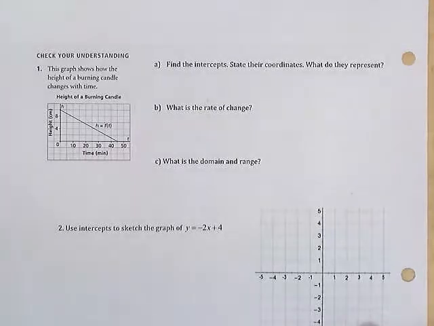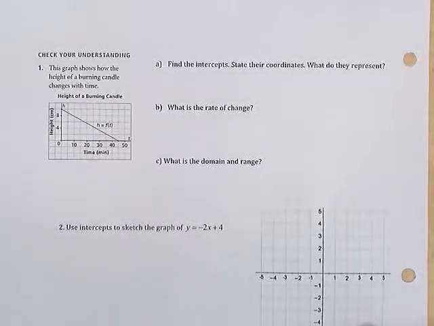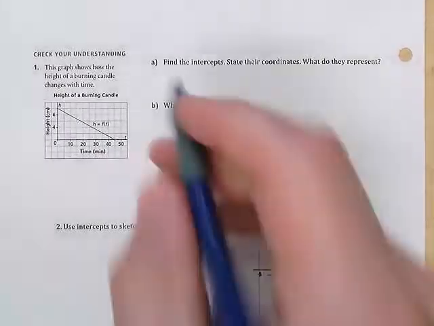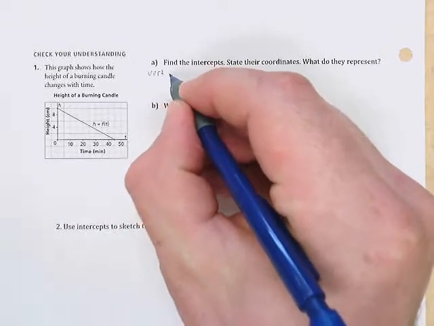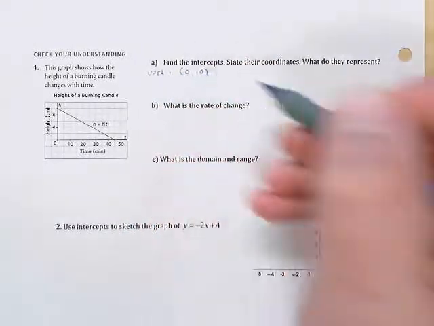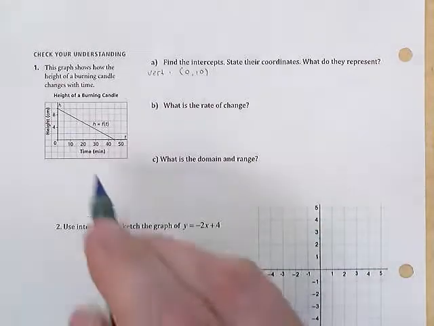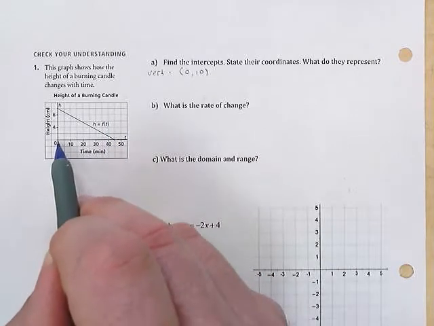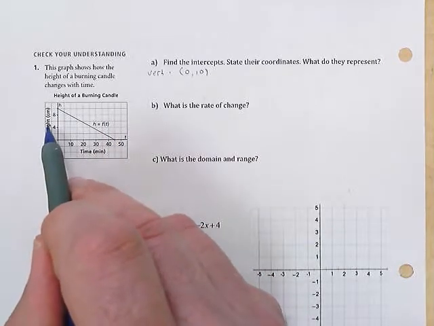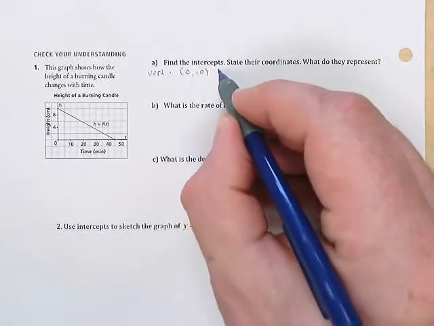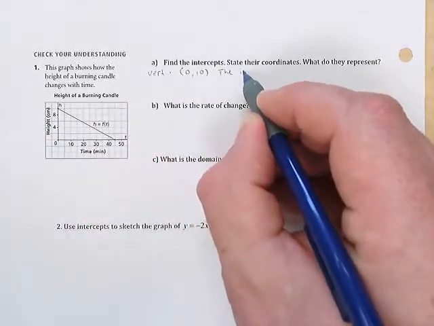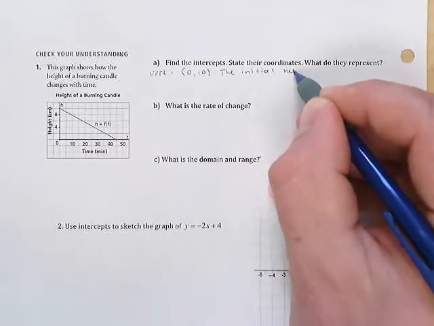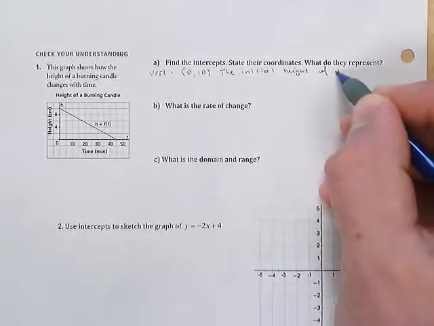All right, next page. We're going to check for understanding. Find the coordinates of the intercepts. What do they represent? Right, so vertical would be 0, 10. What does that represent in this particular case, right? Height of a burning candle. So at 0, the height of the candle is 10 centimeters, right? So at time 0, the initial height of the candle.